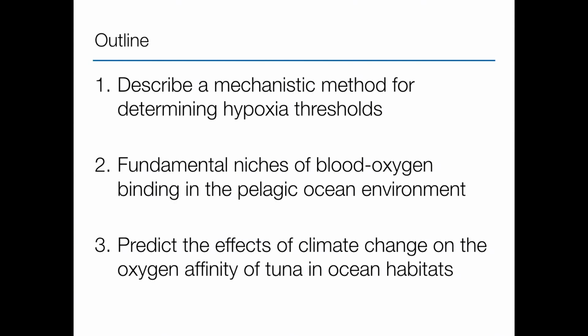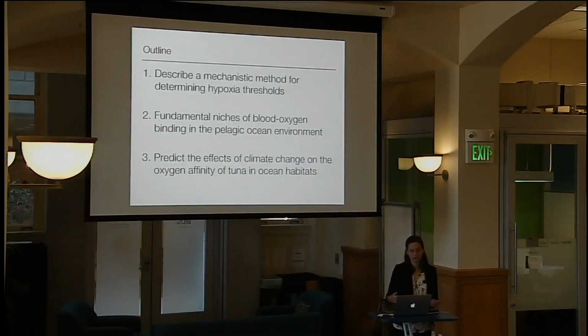And so what I'm going to describe is, the first thing when I got interested in this question was looking at what is a hypoxia threshold. It turns out that's not really an easy question to answer, especially if you want to look at a range of diverse organisms. So first I'll talk about the approach I'm going to use for that. Then I'll talk about how that can be applied across a bunch of different animals, and then I'll focus in on how climate change is going to affect tuna in particular.